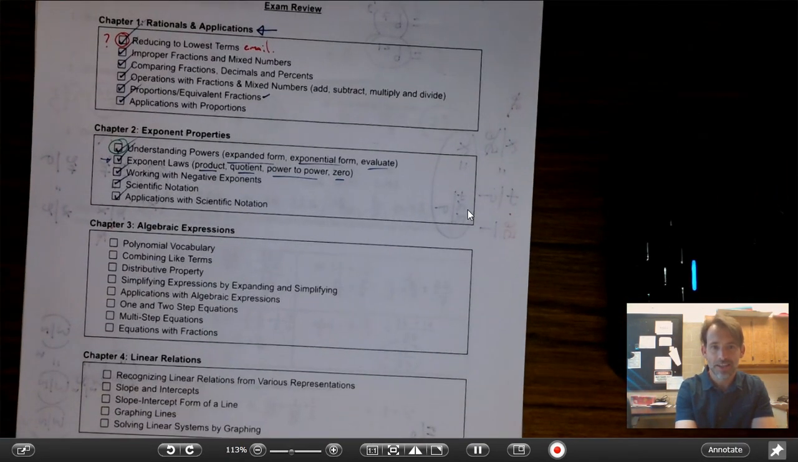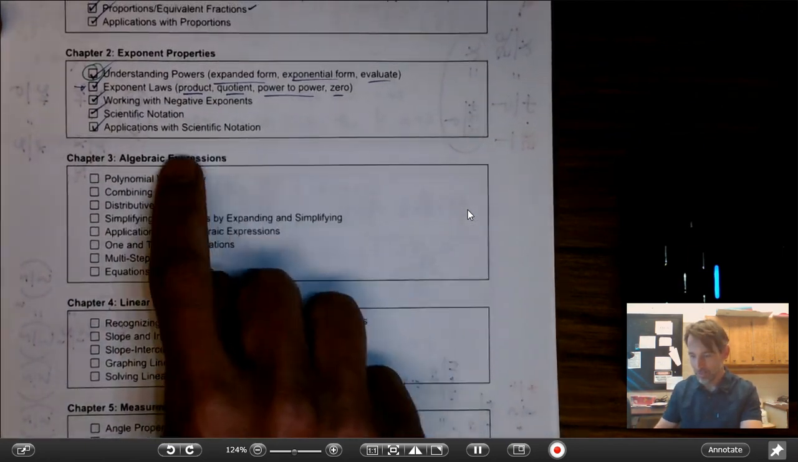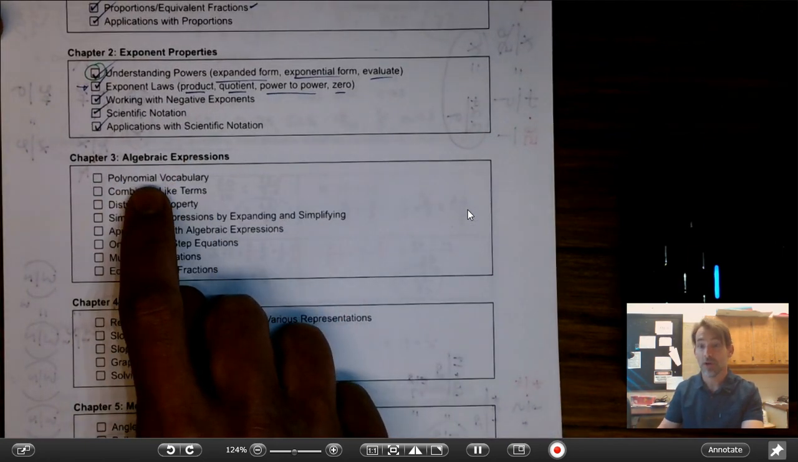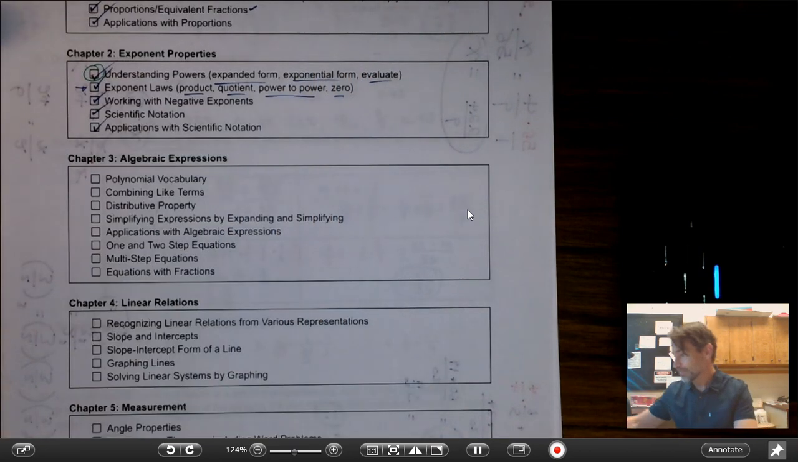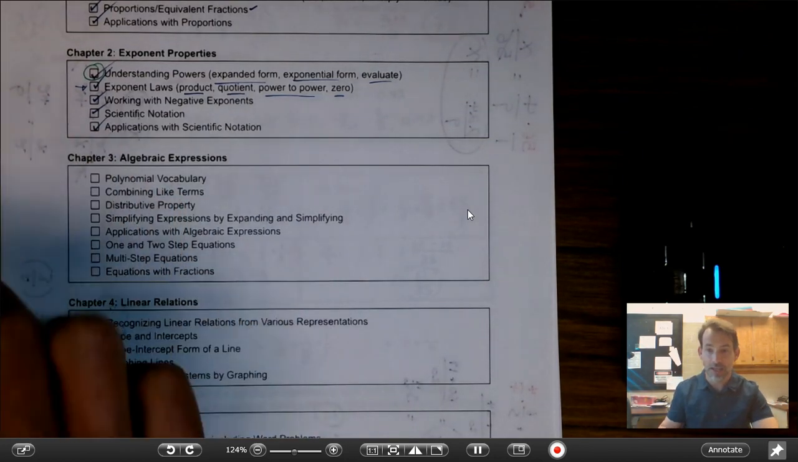Let's take a look at the next section of the exam review, which is all about algebraic expressions. Okay? Polynomial vocabulary is something that we have not spent very much time with this term, and you should not expect to see many questions about it on the exam. Aren't you glad you watched these videos? You get a hint for what's on there and what's not on there. But let's take a look at it anyway.